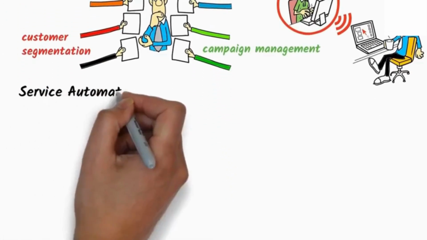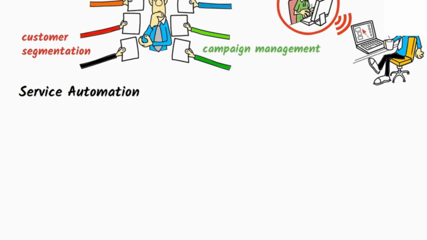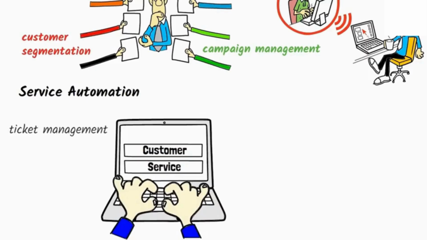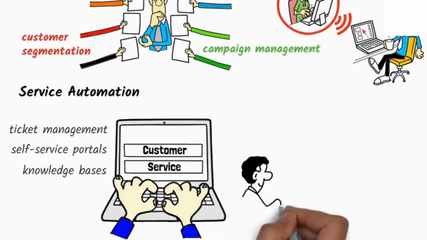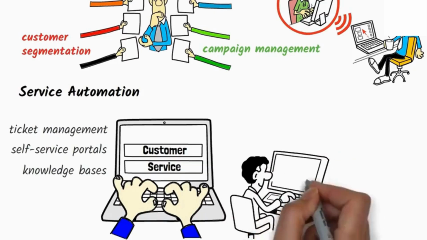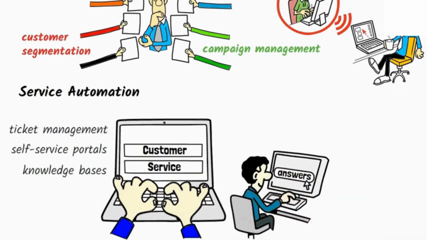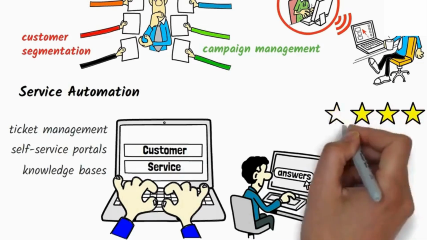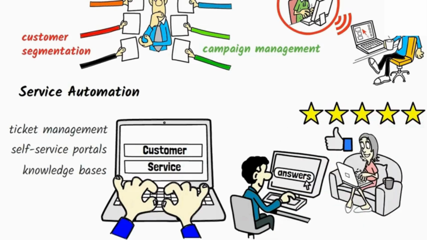Service automation. Service automation focuses on enhancing customer service processes. It includes functionalities like ticket management, self-service portals, and knowledge bases, enabling customers to find answers to their queries independently and providing support agents with the tools they need to deliver efficient and effective service. Service automation in CRM ensures timely issue resolution, boosts customer satisfaction, and reduces support costs.